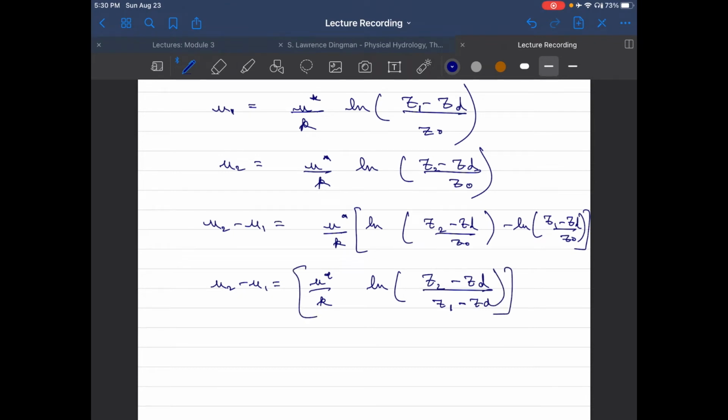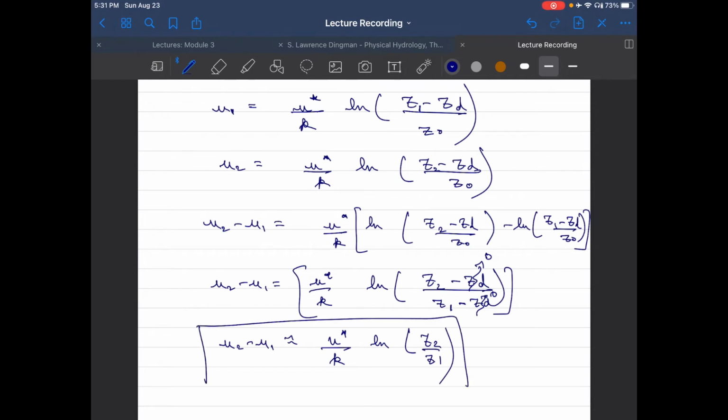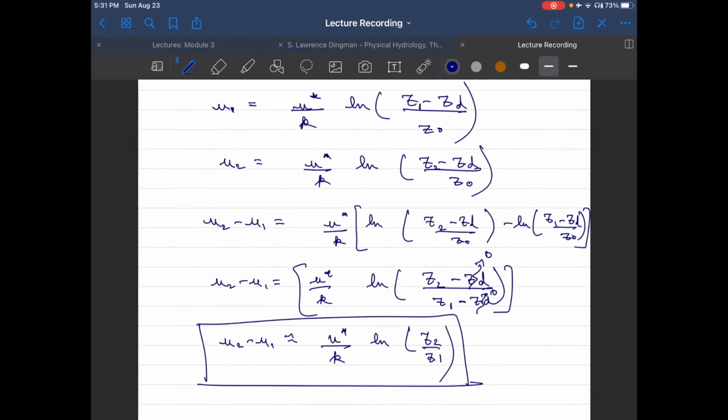Now when we were dealing with plants, the value of zd was very clear to us, that we can determine it based on the area, based on the plant growth. But when we are directly dealing with water surfaces, for a simplified expression, we can put this zd to be 0. That is, we can say that the plane of zero displacement is very close to the surface, and hence u2 minus u1 can be approximated by u star upon k ln z2 upon z1. Now this is going to be another helpful expression for us.